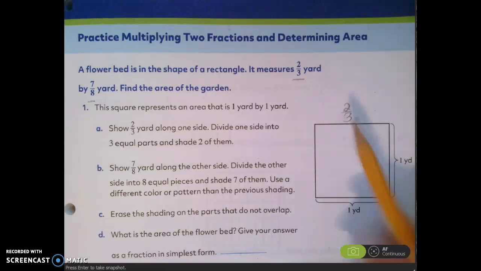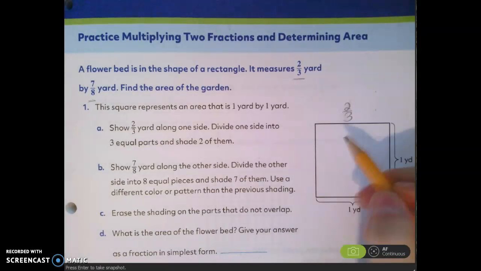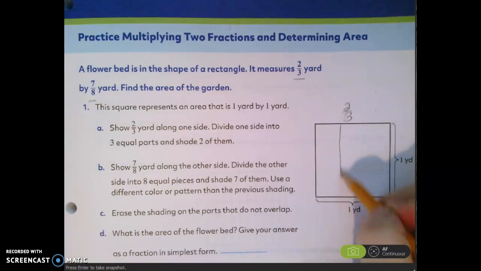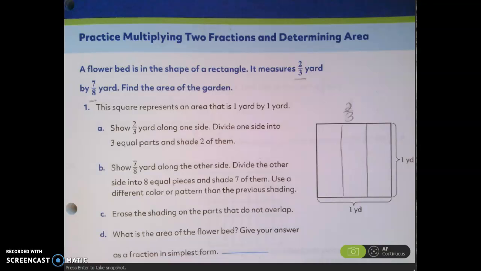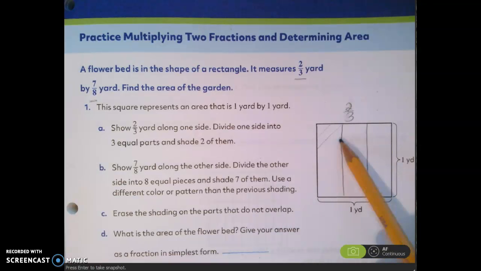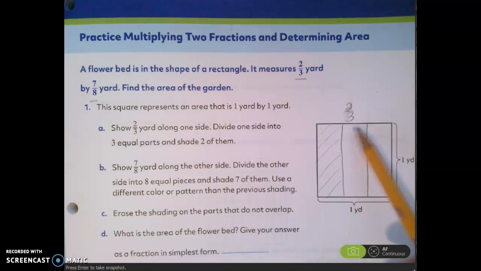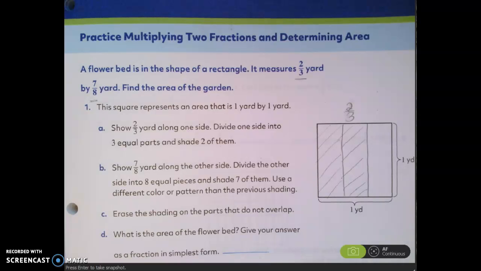Working vertically, I'm going to draw lines to divide this square up into thirds. I'm just going to make my best estimation there that we're dividing up into thirds. I am going to shade two of them. I'm just going to do lines to show my shading. All right, that's 2/3 of the shape shaded.